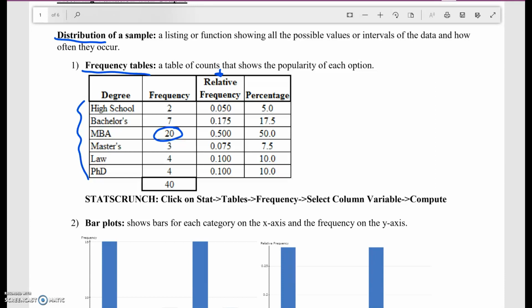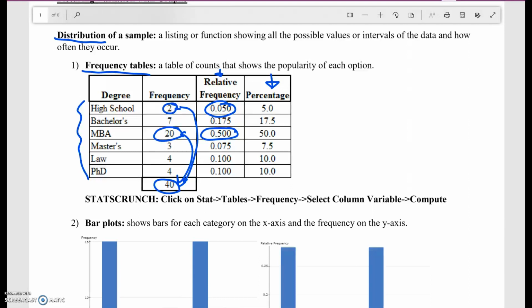Now relative frequency, all it is, is this number, the frequency, divided by the total. So this 20 divided by 40, if you put it in your calculator, you will get 0.5. That's the relative frequency. So if you take all these numbers like this 2 and divide it by 40, then you'll get this 0.05 and so on and so forth. You multiply it by 100 and you get your percentage. Okay, so this is just a very quick and easy way to kind of see what the distribution of the data is.